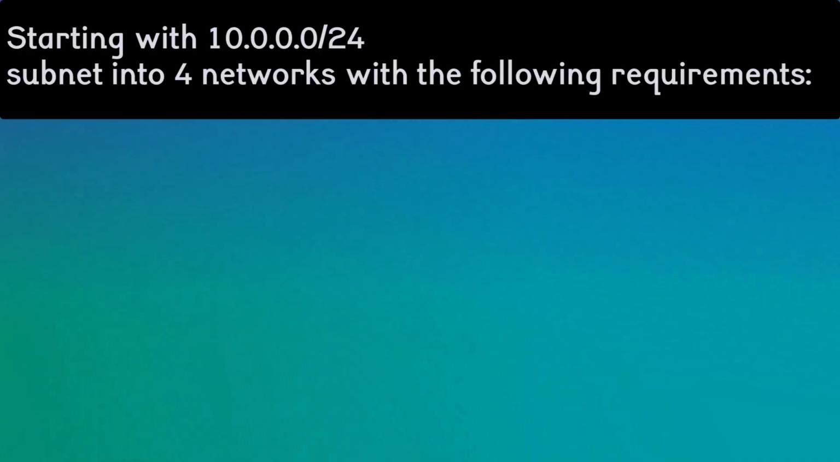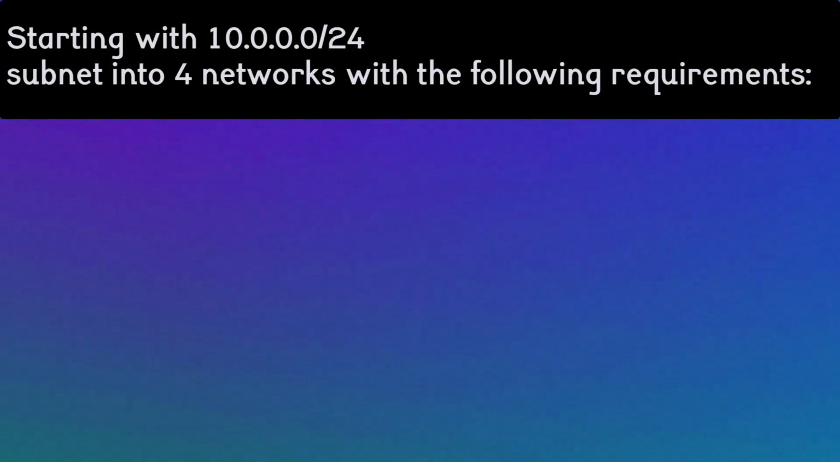All right, let's do another problem. Here's your challenge. Same process, different network. You've been given a 10.0.0.0/24 network. You need to subnet it into 4 networks.